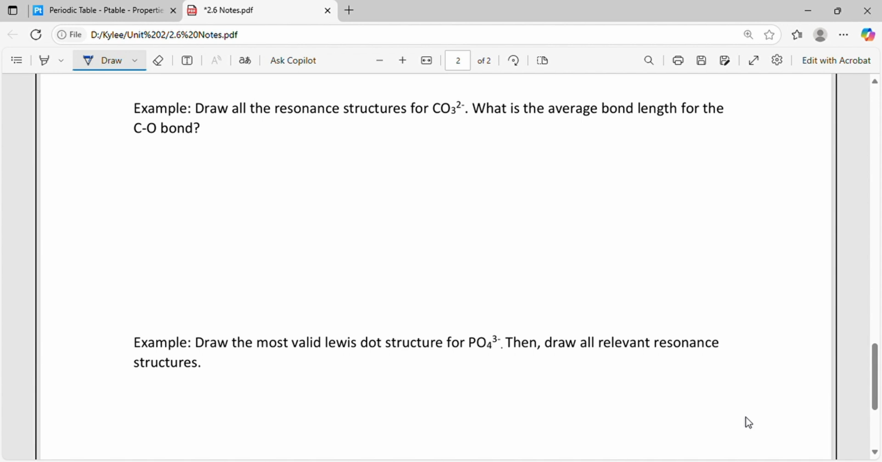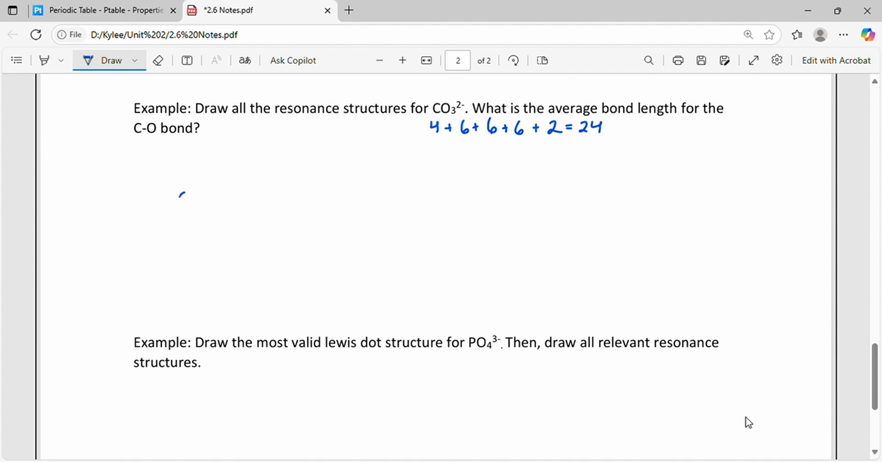So in this next one, we have draw all the resonance structures for carbonate. So just as a review from 2.5, carbon has 4 valence electrons. Each of the oxygens give me 6. And then I get to add in an extra 2 from the -2 charge. So this is going to give me a total of 24 electrons to make this work.